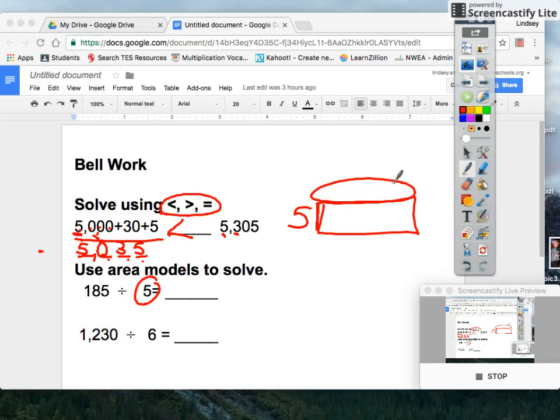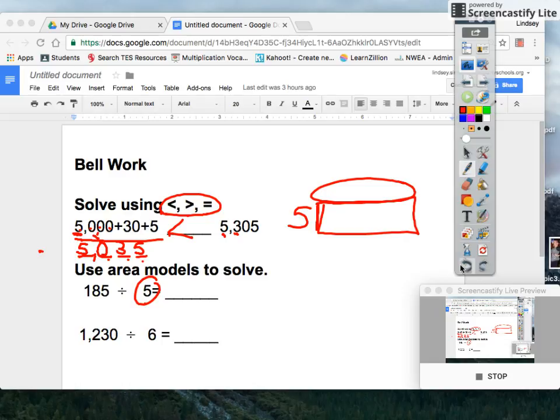But I do know that the area of this rectangle must be what, class? 185. This has to equal 185. So I have to figure out what equals 185 when I multiply 5 by. So how many 5s are in 185? 5 times what is 185? Do you know that fact right off the top of your head? No, we don't know that fact. That's not a fact that we memorize.